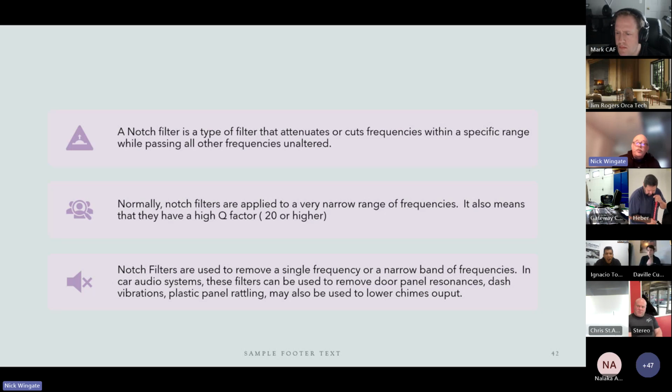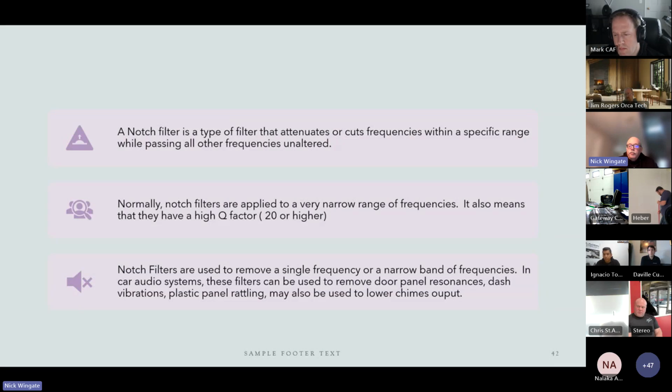And normally, these filters are applied to a very narrow range of frequencies. It also means that normally they have a very high Q factor, which means it's a very, very narrow amount of energy that we're going to be working with. Now, these notch filters, you can remove a single frequency or you can remove a narrow band of frequencies.